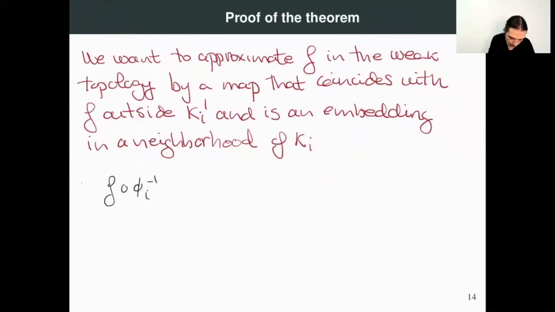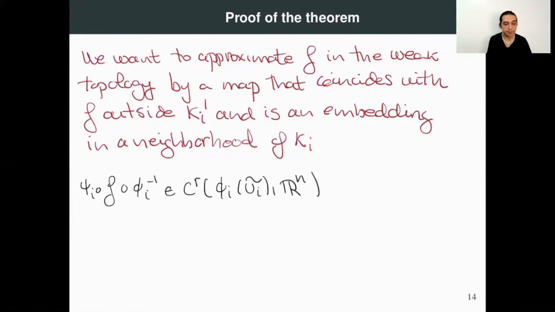Okay. We have this thing, which is a C^r map from the image by phi of ui tilde to R^n, right? And what we need actually is to approximate this local expression in the weak topology by a map that coincides with the local expression outside of the image of Ki prime by phi i, and it's an embedding in a neighborhood of phi i of Ki, right? Okay. As we know, we have these approximations of the local expression, and we can make this approximation as good as we want.